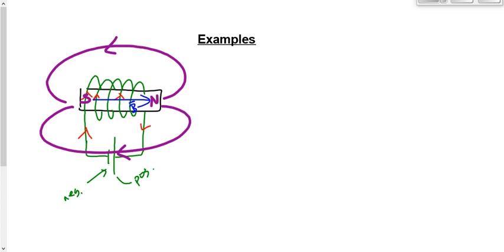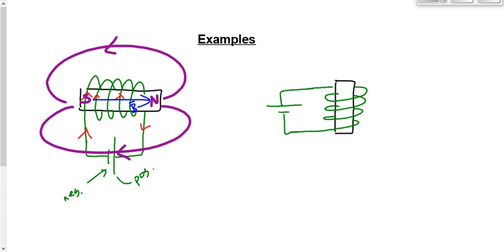Okay, let's do another one. Say this time we've got our core like this, although remember, we don't actually have to have that core there. We've got a wire that goes around like this. We've got a battery that looks like this. Which end of the battery is positive, which end is negative? Top side, positive or negative? Positive. Bottom side is? Negative.